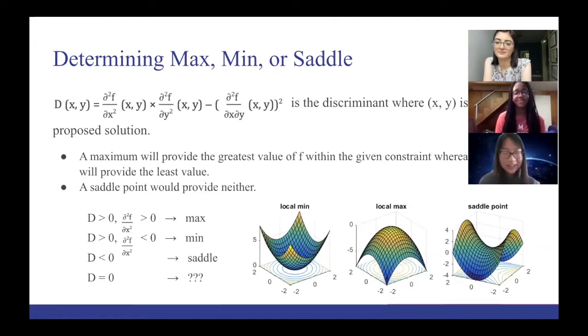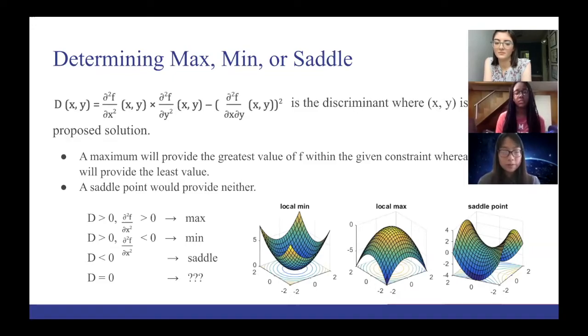To determine if a point is a maximum, minimum, or saddle, we use del squared f over del x squared times del squared f over del y squared, minus the quantity del squared f over del x del y, squared, as the discriminant, plugging the points we found in solving systems of equations into each respective partial derivative. If both the discriminant and the second partial derivative with respect to x are greater than 0, then we can conclude that the point is a local max. This will provide the greatest value of f within the given constraint.